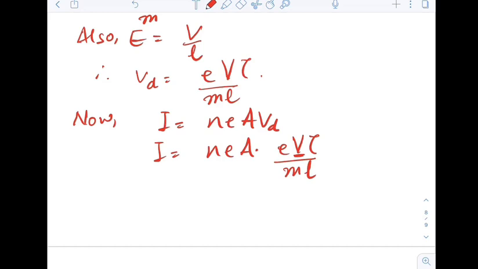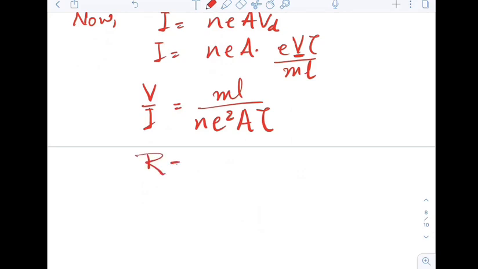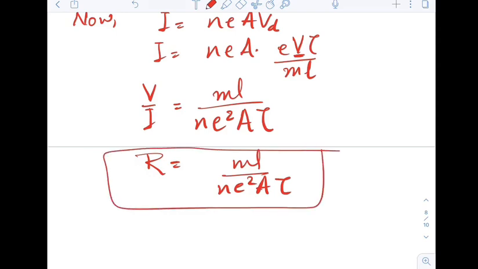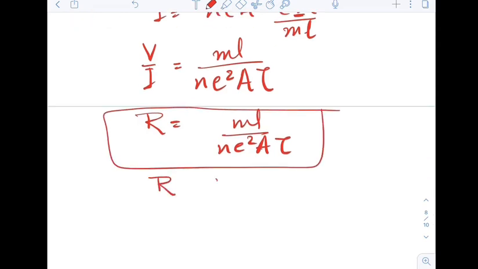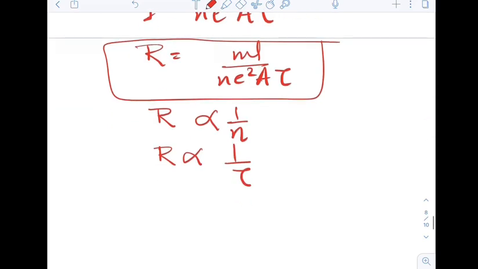Leaving this V here and transferring this I downward here and everything else this side. So what we get, V upon I is equal to m L upon n e square A tau, and we know that V upon I is R, so resistance becomes m L upon n e square A tau. From this equation I can say that the resistance is inversely proportional to the number of electrons, and it is inversely proportional to the relaxation time, as well as it is directly proportional to the length and inversely proportional to the cross sectional area.